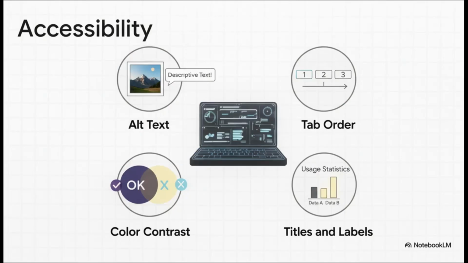And finally, a true professional builds for everyone. Look, accessibility is not some optional extra. It is a core part of your job. This means simple things like using alt text so screen readers can describe your visuals. It means setting a logical tab order so people can navigate with a keyboard. It means checking your color contrast so the report is actually readable. And of course, giving everything clear titles and labels. Don't make people guess what they're looking at. Make your insights available to all of your colleagues.